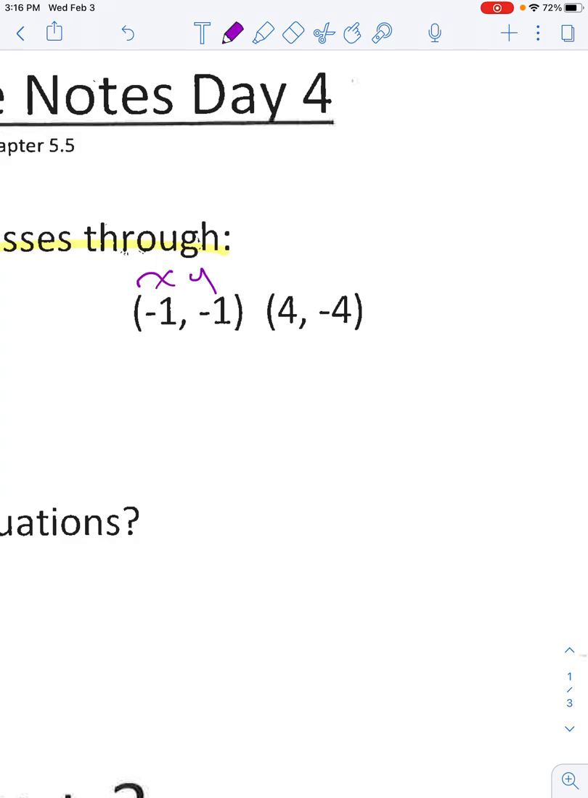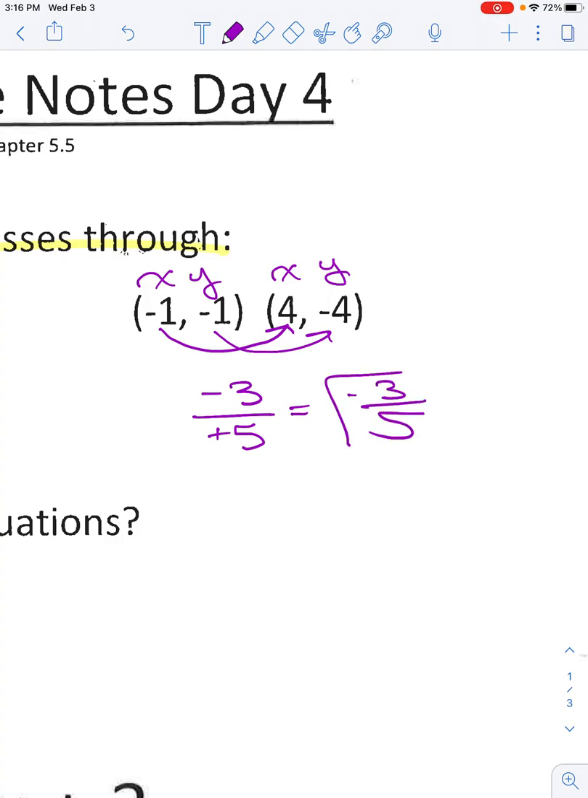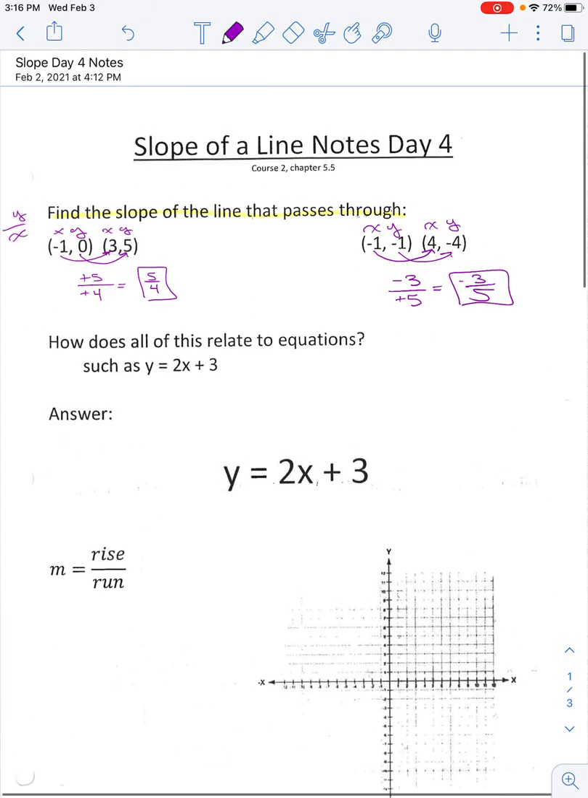Over here, again, if it's just giving us 2 points and finding slope, change in y from -1 to -4 is going 3 hops to the left on the number line. So that's a -3. From -1 to +4, that's 5 hops to the right. So slope is -3/5. Okay, so there's a little bit of a review of how to find slope if it's just giving you 2 ordered pairs.